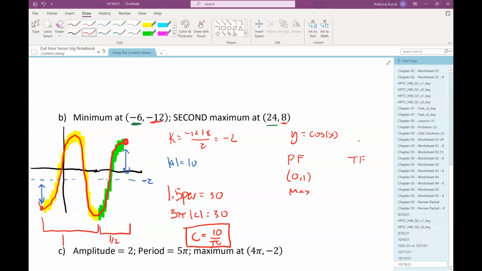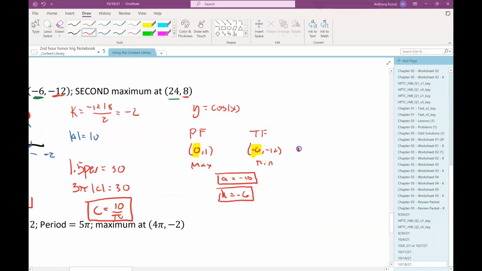so which point from the transform function do you want to use? -6, -12, or 24.8? Okay, it doesn't matter which one. You can get a correct answer either way. And we note that that is a minimum. So because we're going from max to min, what does that tell me about my A? It is negative. Okay with that, Elizabeth? And because the x-coordinate of my parent function is 0, the x-coordinate for my transform function is my h. And now I've got everything I need.